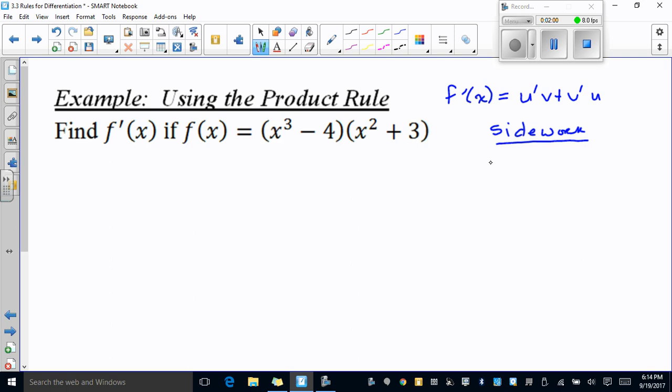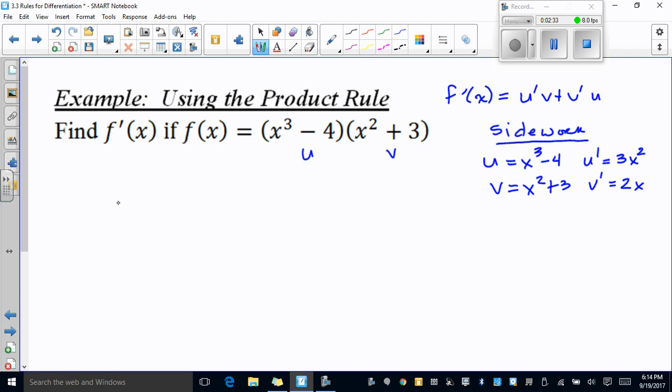So in this case, I'm going to claim this to be u and this to be v. So u is x cubed minus 4. So u prime is 3x squared. Remember, bring the power down and then take 1 off the power. And a constant is 0, so it's just 3x squared. v equals x squared plus 3. So v prime is 2x, bring the power down. And now we're ready to do this.